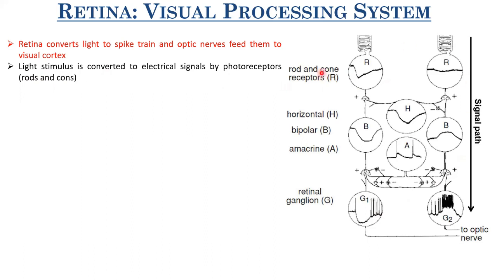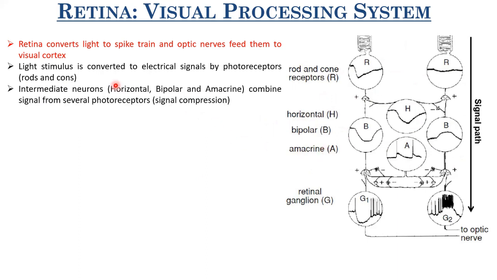So this is how your retina looks. You have rods and cone receptors, and then you have an intermediate layer of neurons. There are horizontal neurons, bipolar neurons, and amacrine neurons. Let us discuss what these intermediate neurons do. First, the light is converted into electrical signals by the photoreceptors, and then these intermediate neurons, which are bipolar, horizontal, and amacrine cells, combine the signals from several photoreceptors.